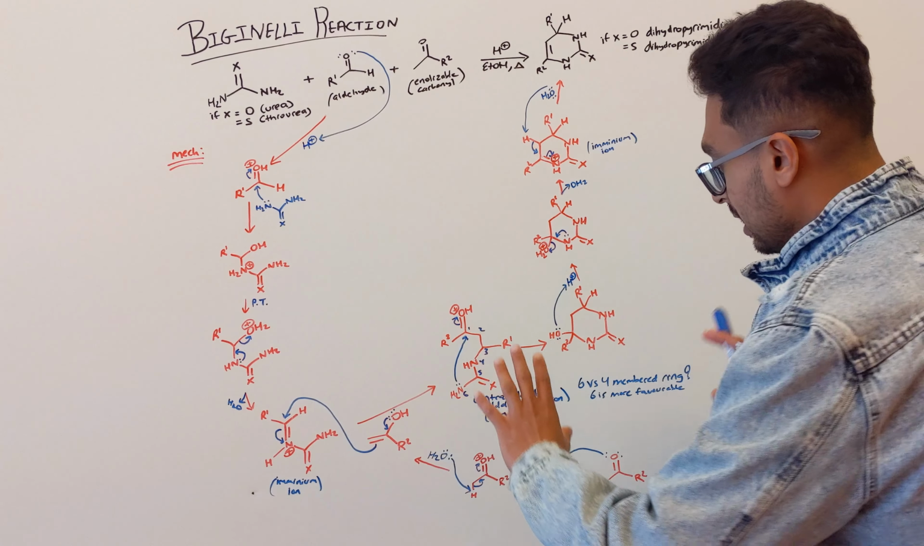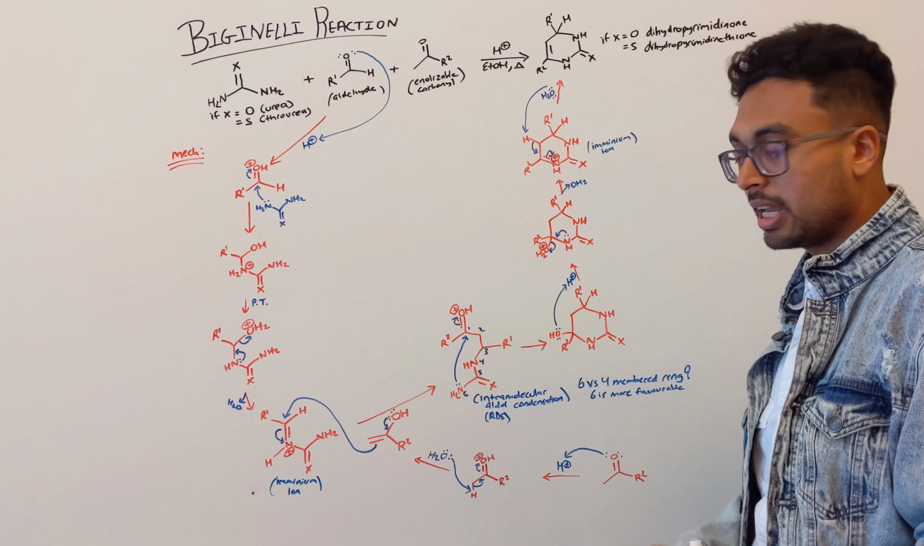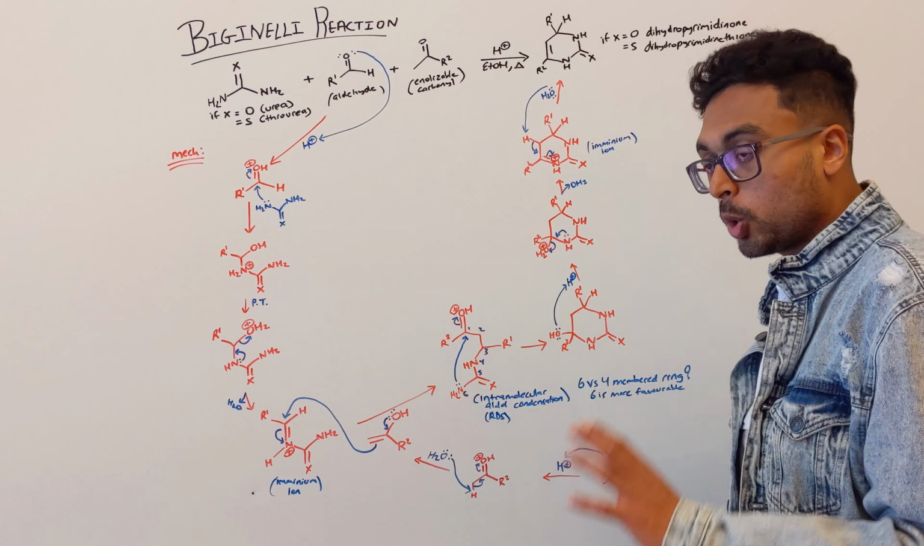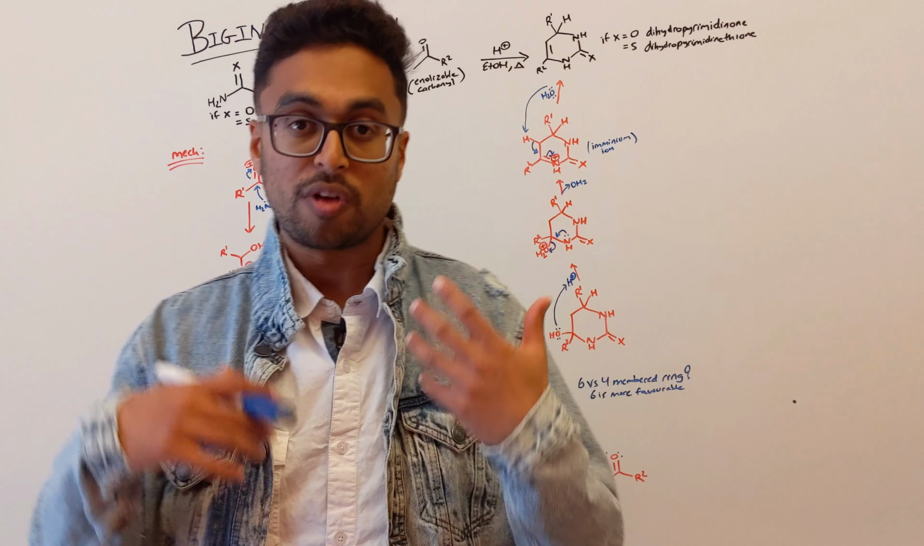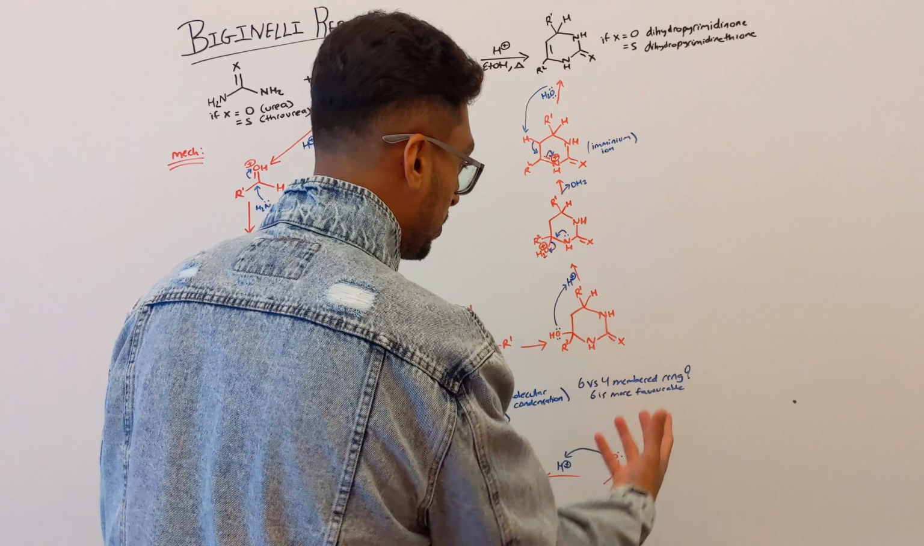Now after that, this is a key step. This is a rate determining step. And you're going to get an intramolecular aldol condensation. Now the question is, which is more favorable, 6-member ring or 4-member ring? The answer is 6-member ring.